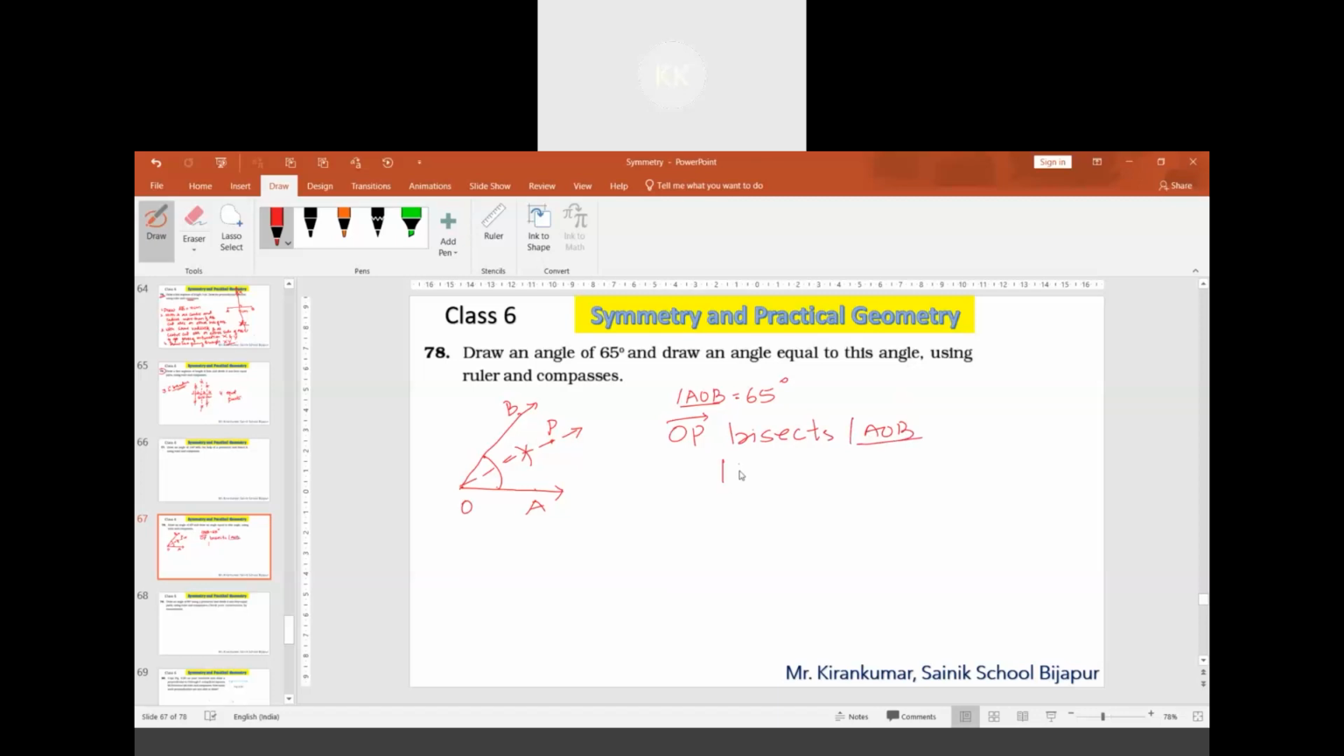The angle POA will become equal to angle POB. This will be equal to half of angle AOB, which is half of 65 degree. If any angle is given, we have to follow this method only. Understood? Yes.